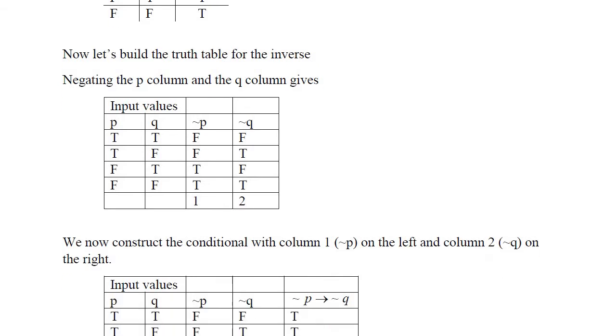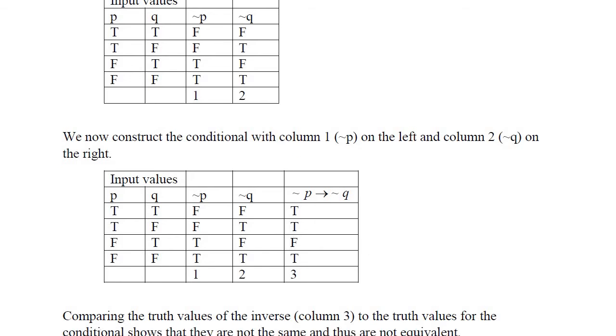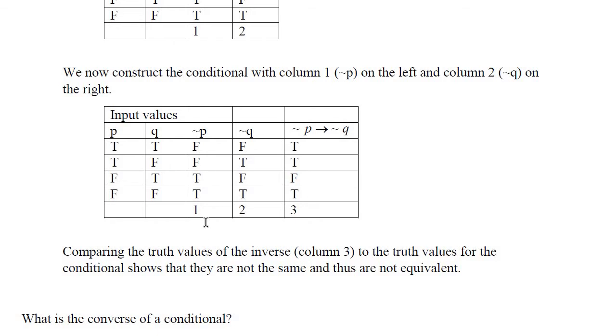So now we're going to take the result of those two statements, the not P column and the not Q column, and we're going to construct our conditional with those two columns. So my not P column is on the left and my not Q column is on the right. Our conditional, our arrow statement, works this way: anytime we have a true on the left side pointing towards a false on the right side, that's going to give us a false. And it's going to be true everywhere else.